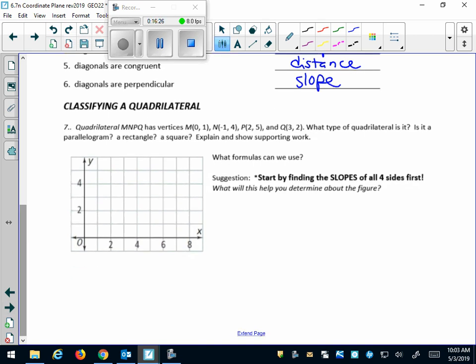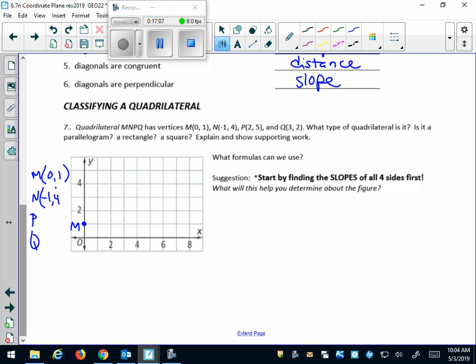Okay, so this is a typical type of question that you're going to have. They give you 4 vertices of a quadrilateral on a coordinate plane, and they want you to prove what type of quadrilateral it is. All right? So let's graph this first. Quadrilateral M, N, P, Q, where M is 0, 1. That's M.